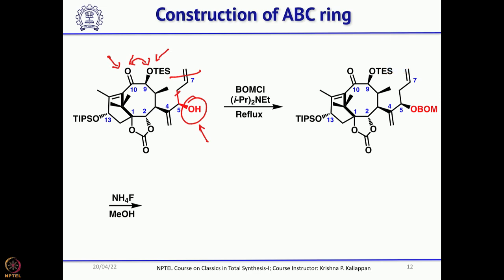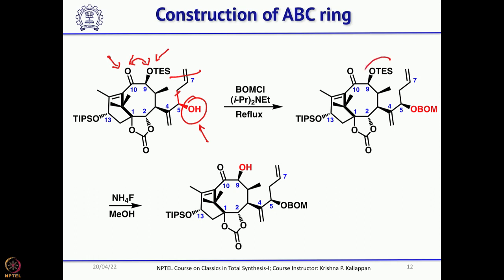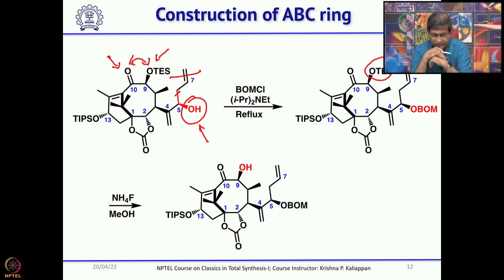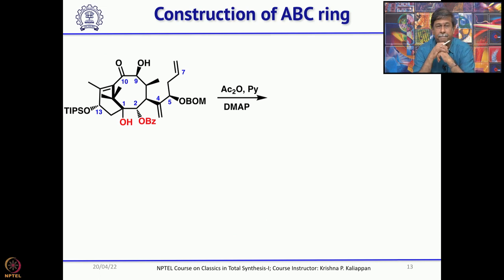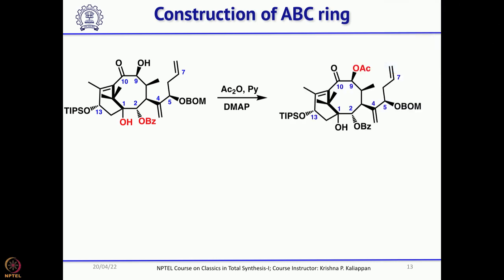Now, if you treat with ammonium fluoride, ammonium fluoride removes that TS group, which is more exposed, as I said, it is on the beta side, so it is easy to remove TS in the presence of TIPS. Then you treat with phenyl lithium. The cyclic carbonates are very labile protecting groups. The phenyl lithium, as we have already discussed, adds to this and opens, and you get the corresponding benzoate. Now, if you treat with acetic anhydride and pyridine, you protect the secondary alcohol at C9 as acetate.